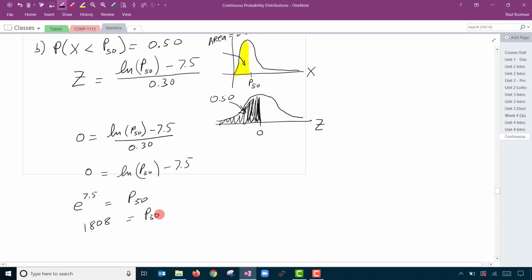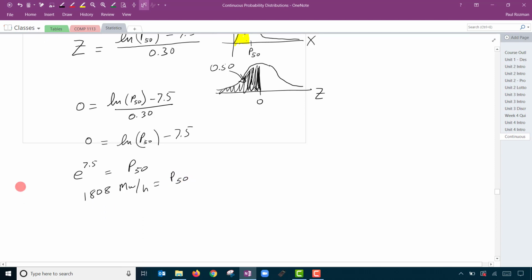I guess I should put some units in there. It's megawatts per hour. Half the time the consumption is above 1808 and half the time it's below it.